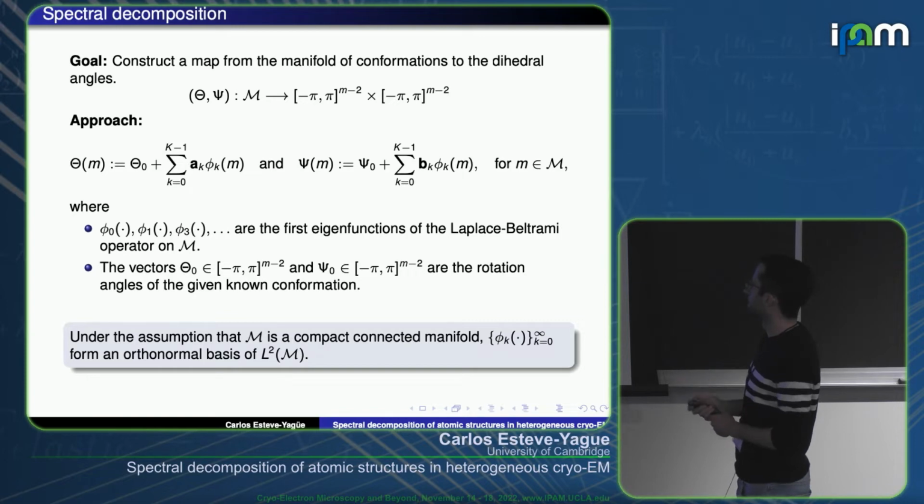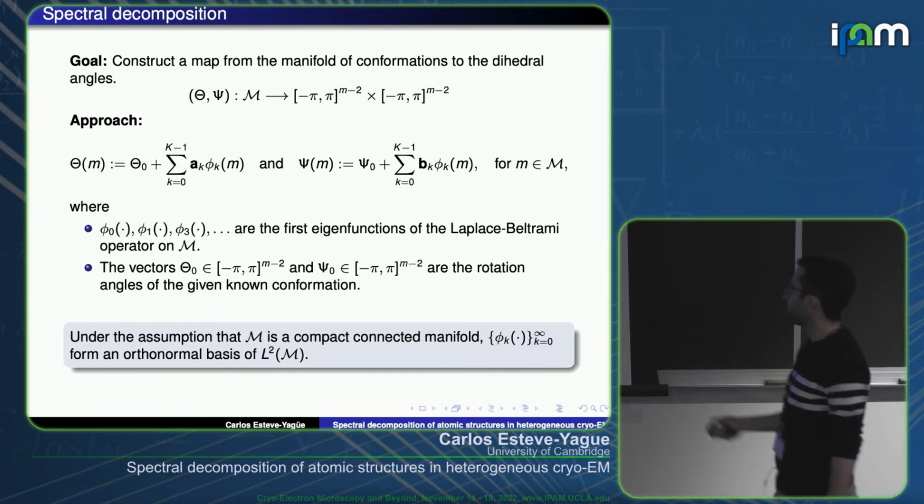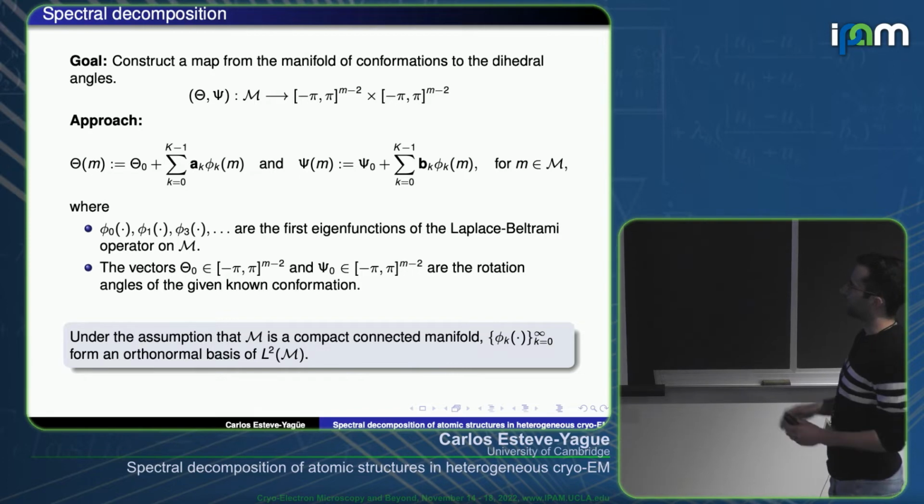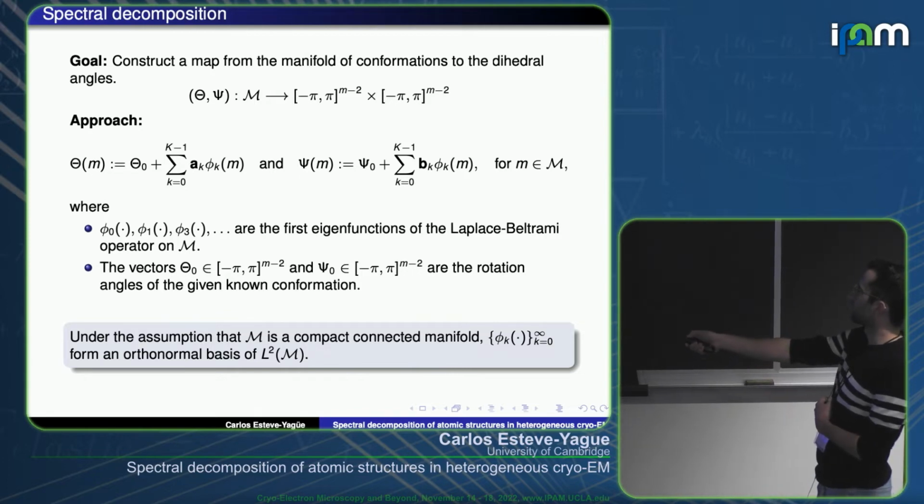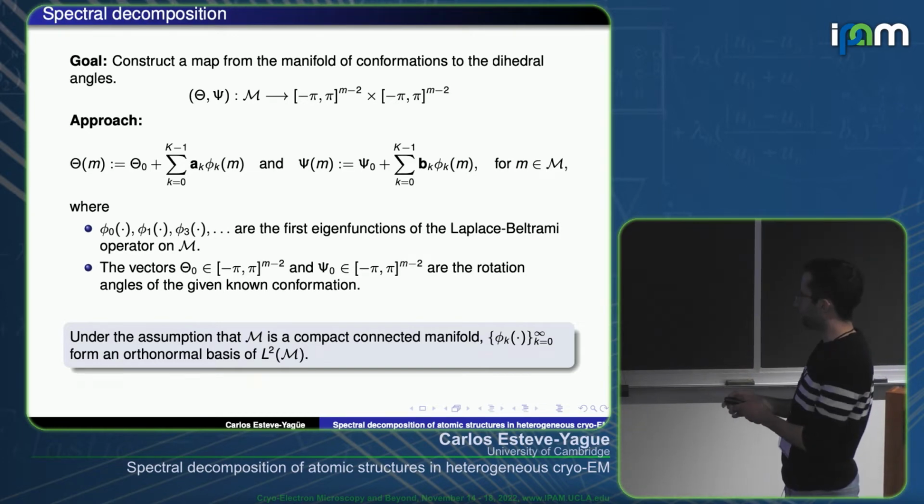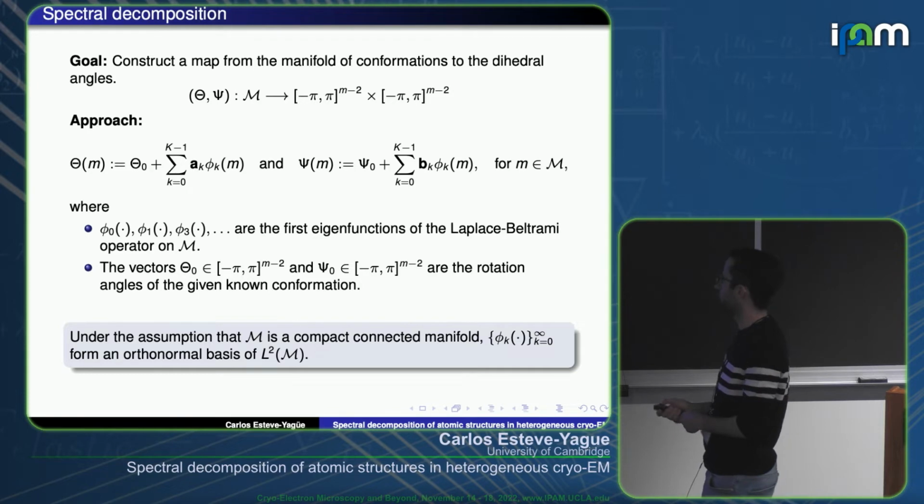but we know that if it's a compact manifold, then the eigenfunctions of the Laplace-Beltrami operator form an orthonormal basis of L2, which is the space of functions defined on M. And then we can approximate our functions theta and psi using the first eigenfunctions, which represent the lower frequency. So we are interested not in recovering the vibrations of the structure, but the movement of the parts of the macromolecule.